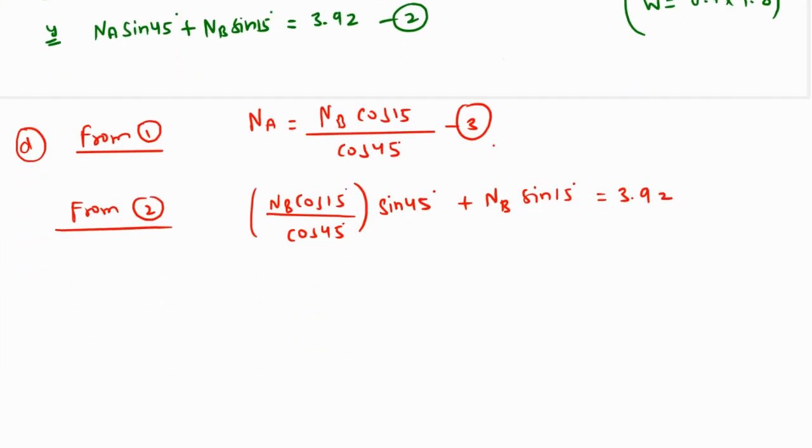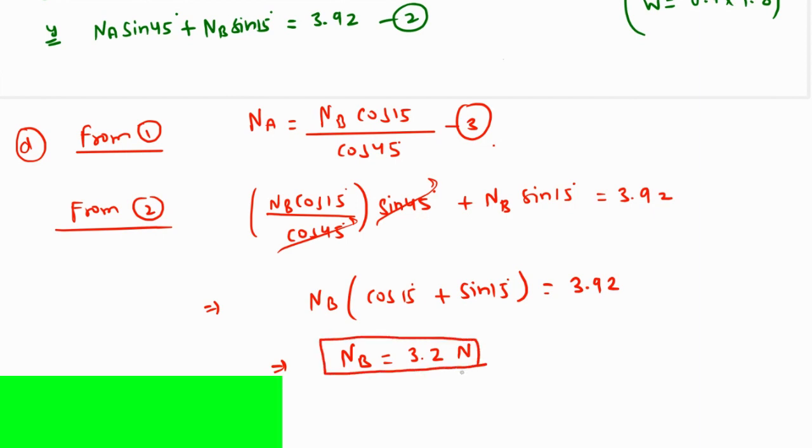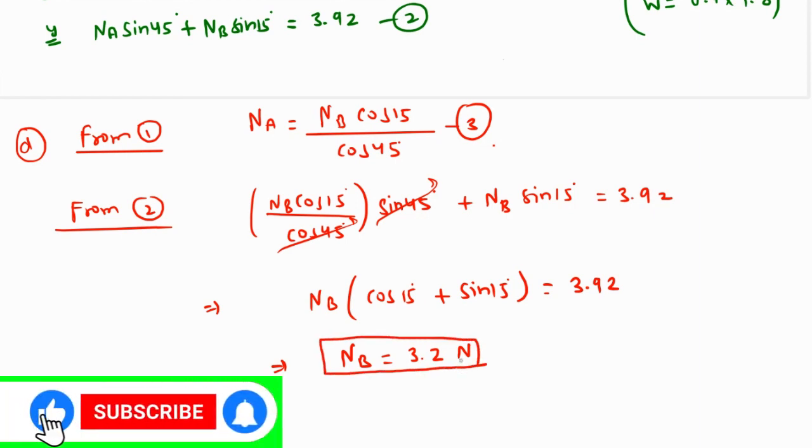Now remember, sine 45 and cos 45 values are the same, right? So they can just cancel out. N sub B comes common, and we are left with cos 15 plus sine 15, which is equal to 3.92. So the value of N sub B comes out as 3.92 over cos 15 plus sine 15, which is 3.2 Newton up to two decimal places, 3.20.